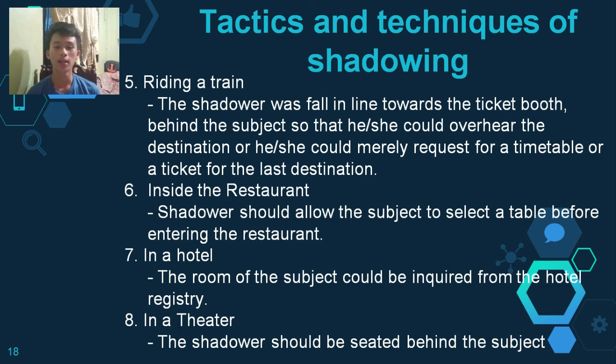So number 6, inside the restaurant. The shadower should allow the subject to select a table before entering the restaurant.